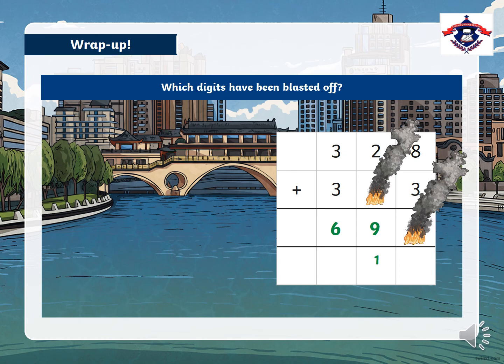Now, can you tell me which digits have been blasted off? When we add 8 plus 3, what do we get? You're right, we get the answer 11. Now 1 will be carried to the next one. So when we add 2 plus 6 plus 1, we get the answer 9.